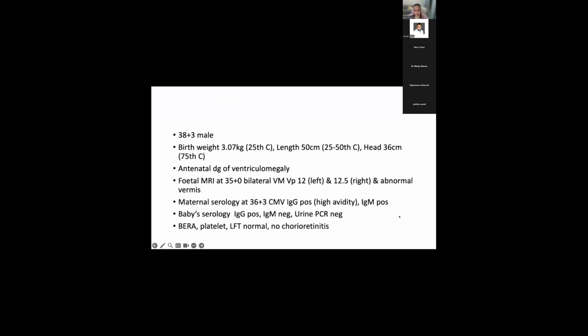Maternal serology showed CMV IgG positivity with high avidity at 36 weeks, and the mother was also IgM positive. The baby's serology at birth was IgG positive for CMV, IgM negative, and the urine PCR was negative. Hearing and blood tests were normal, and there was no chorioretinitis.